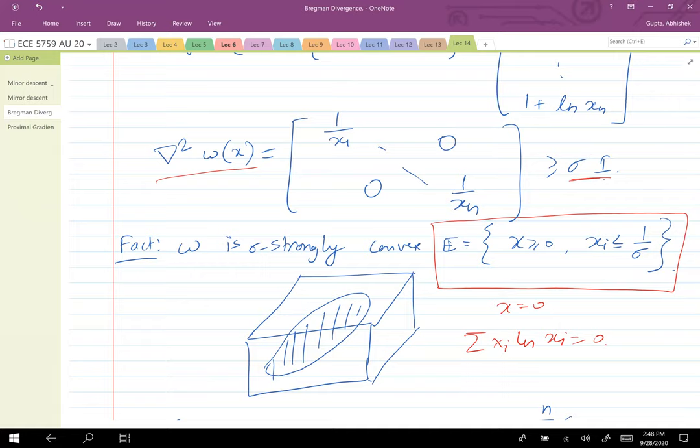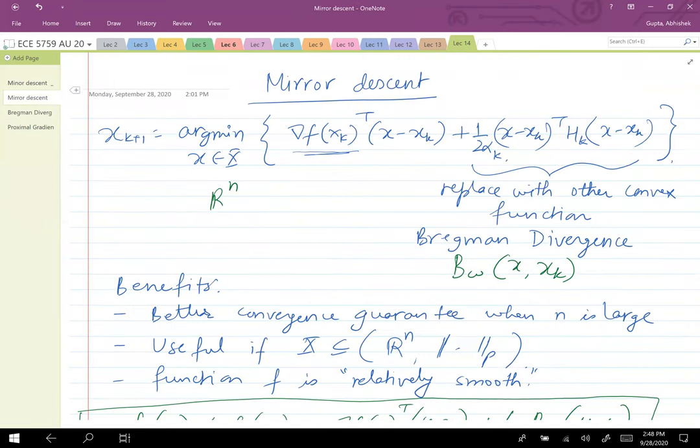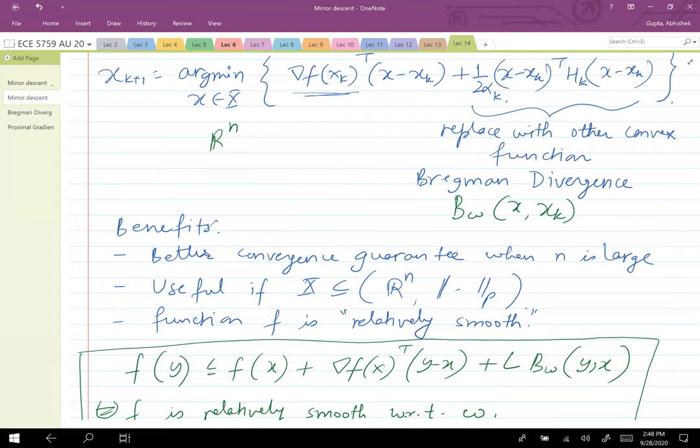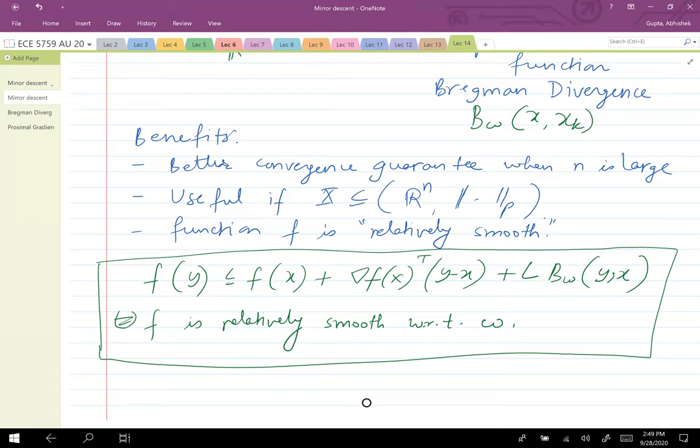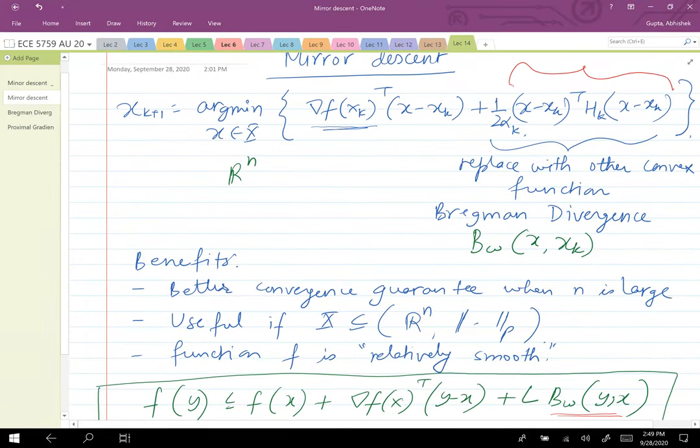And you said that when you write the benefits of the mirror descent algorithm, the function f is relatively smooth, so this is a benefit? If you know that the function f is relatively smooth with respect to some omega, then you can use the Bregman divergence in this region of the argument. So instead of x minus xk transpose hk, you can use this particular Bregman divergence B omega of y comma x right here. So this is not a benefit; we can use this when f is relatively smooth. But you have to have a specific example or application where the function f is naturally relatively smooth with respect to some strongly convex function. Okay, thank you so much.